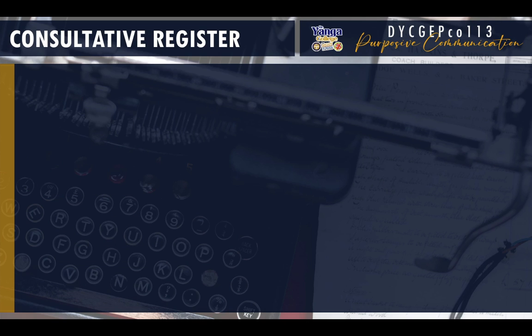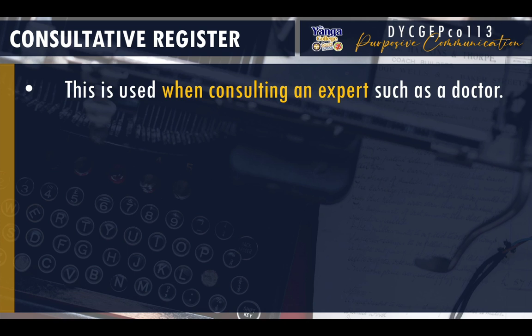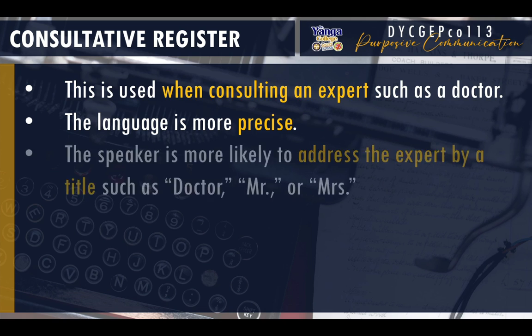Okay, the next one is the consultative register, from the word consult. This is the register you're using when you are consulting an expert, such as a doctor. So if you will be talking to a doctor, consultative register ang gagamitin mo. This language is more precise because when you are consulting someone, you have a definite purpose in mind. So your language is precise. It's straight to the point.